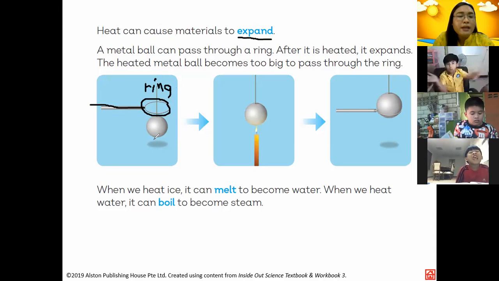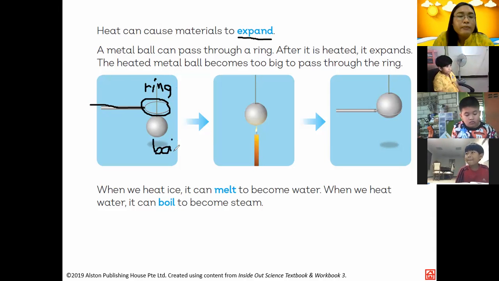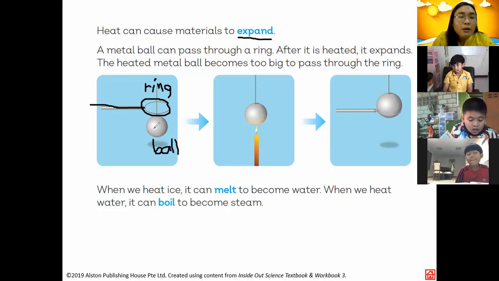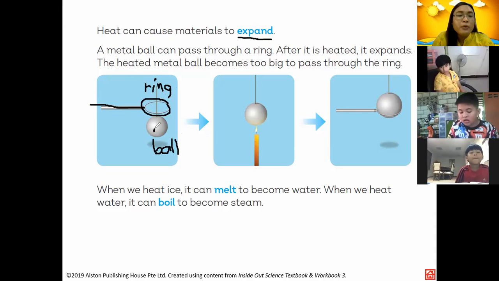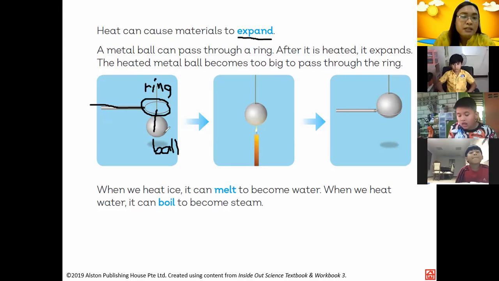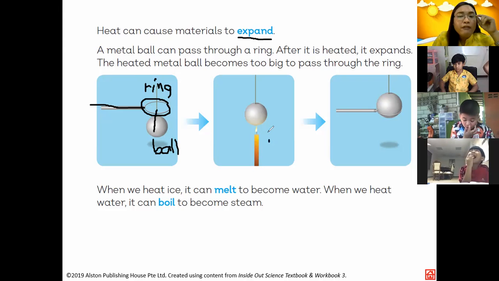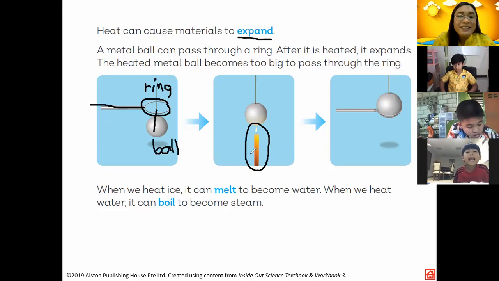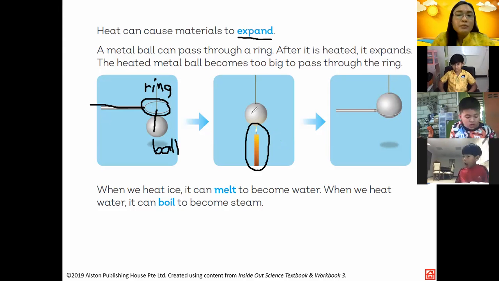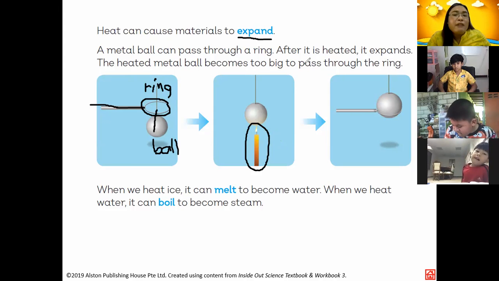And then we have the ball. When you let the ball pass through the ring, you cannot do it because the ball is bigger than the ring. But if you use heat on the ball, then the ball will perfectly fit the ring. Okay, so a metal ball can pass through a ring after it's heated.